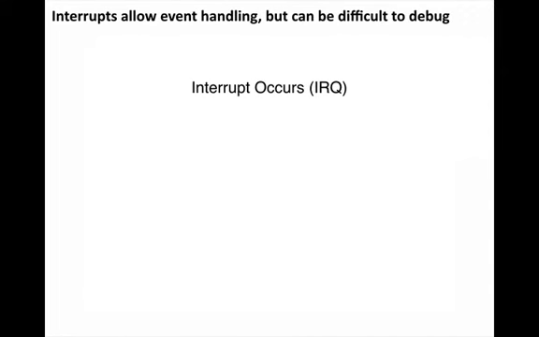But the interrupt would allow us to handle the event. And I'm going to show you why they can be difficult to debug and kind of the anatomy of an interrupt. So let's say the interrupt occurs. It'd be called an IRQ normally, an interrupt request. The computer is going to save where it is. So it says, I'm here in the program. And then it calls the interrupt service routine, or ISR, and runs it.